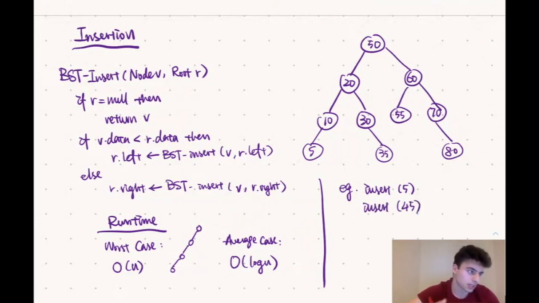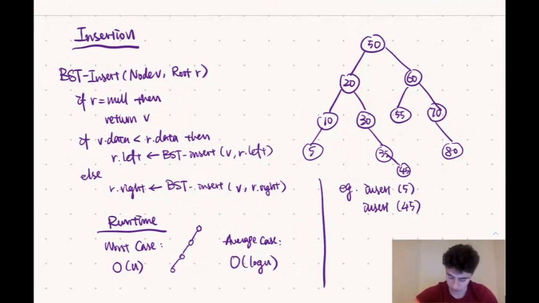So 45 is less than 50, so we move left. 45 is greater than 20, so we're going to move right. 45 is greater than 30, so we're going to move right. 45 is greater than 35, so we're going to set 35's right child to be 45. And the recursive calls are now going to complete. So 35's right child is 45, 30's right child is 35, 20's right child is 30, and 50's left child is 20.